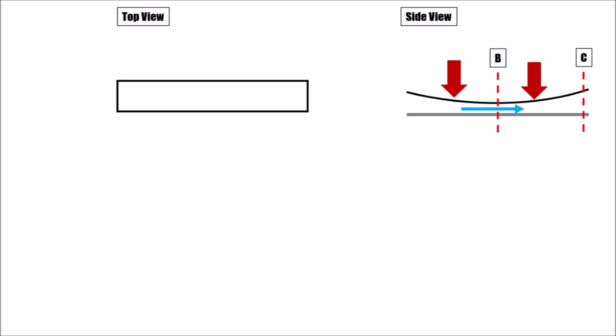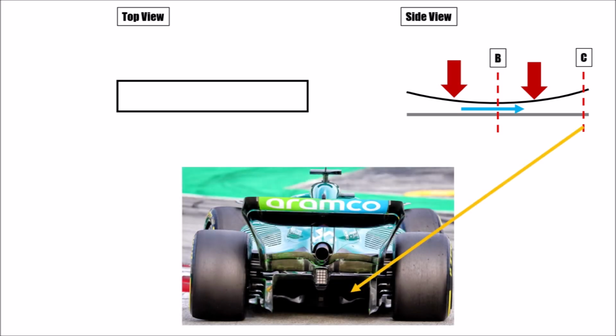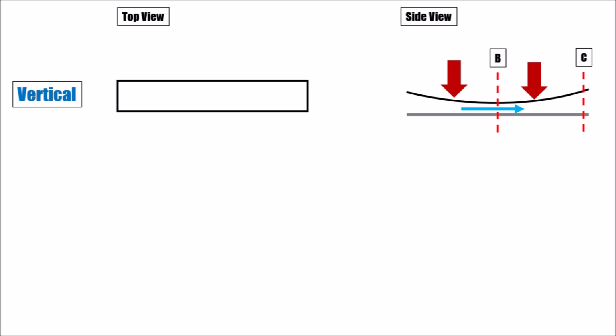Now let's focus on sections B and C. Section C is what we know as diffuser. The diffuser is expanding the flow because it has a larger cross-section than in section B. What we are looking at here right now is the vertical expansion. Since the width of the tunnel is the same in every section, we can concentrate on the height. Let's use some numbers to understand what's happening here.